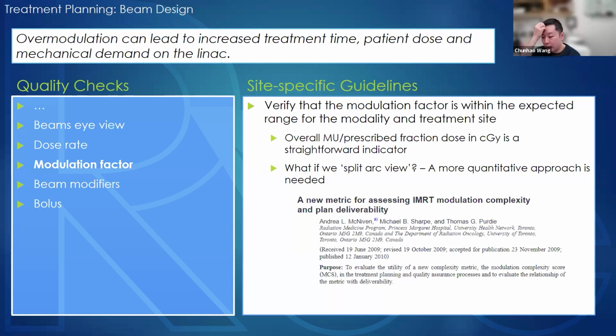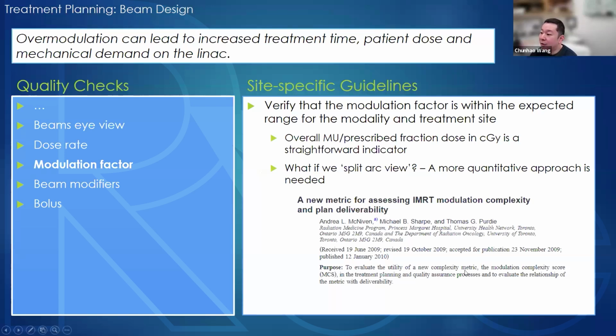modulation factor. Here at our clinic, we have developed a script based on this publication from Medical Physics in 2010. This paper introduced a modulation complexity score that is independent of beam design. It ranges from 0 to 1, providing a quantitative measurement of the modulation.